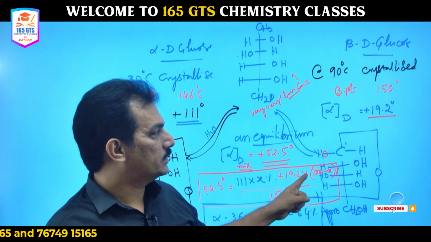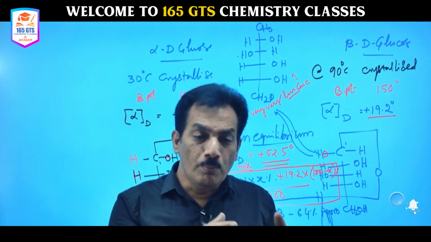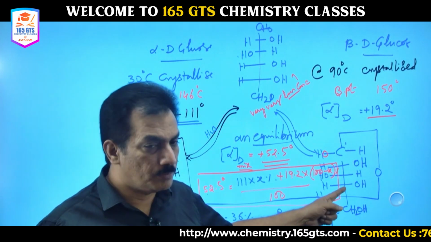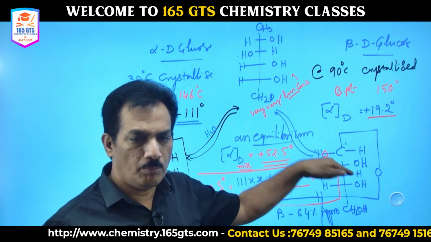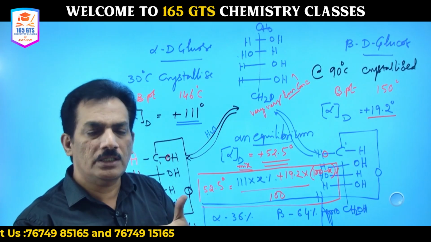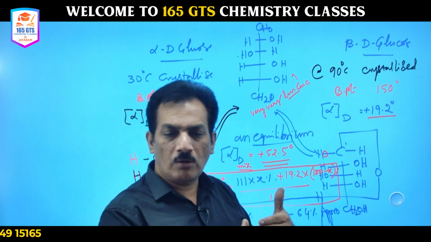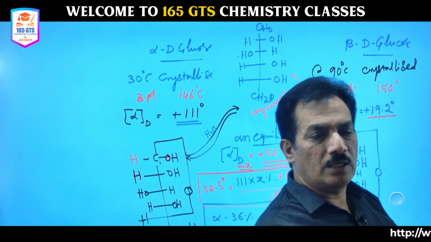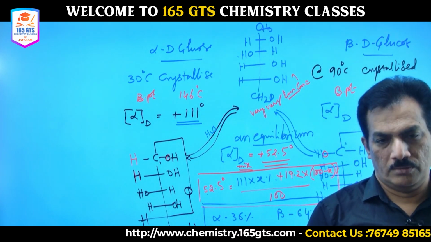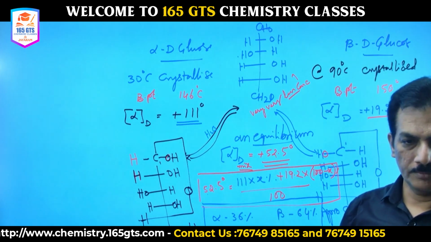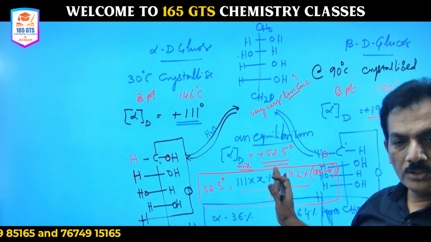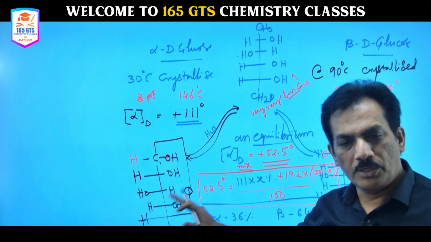19.2 degrees. Now, when either of these two is dissolved in water, they establish an equilibrium among these three: alpha, open chain, beta form; beta, open chain, alpha form. In due course, when it establishes an equilibrium, a fixed proportion of alpha and beta forms is there, and with that the mixture gets a different optical specific rotation, that is 52.5 degrees. Clear? The reason for mutarotation is converting alpha into the equilibrium mixture or beta into the equilibrium mixture.